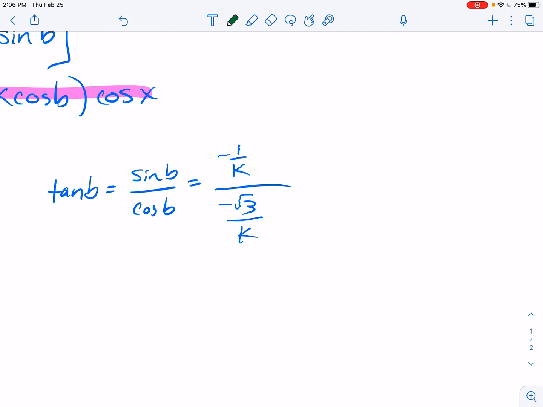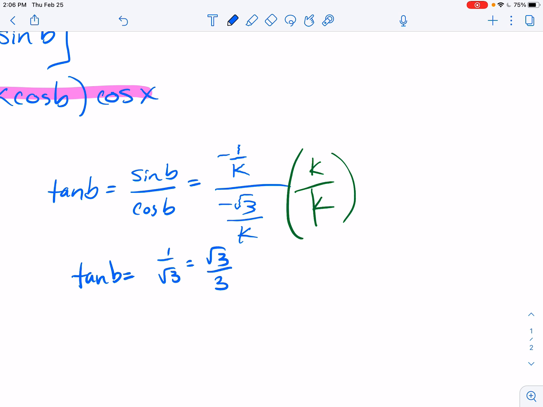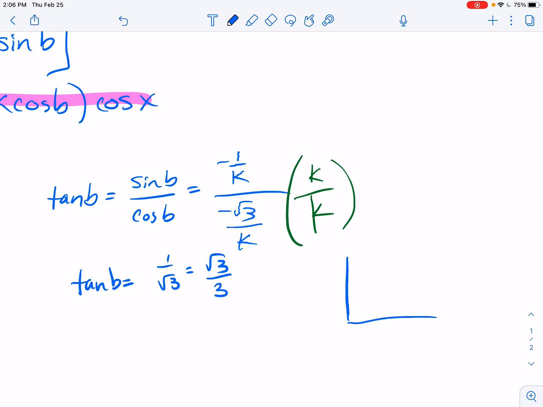So what we see here, if I multiply by k over k, which is our favorite letter, by the way, I end up getting that the tangent of b is equal to a positive 1 over root 3, which we're more familiar with saying is root 3 over 3. Okay, this automatically takes me back to my unit circle, and the unit circle never goes away.